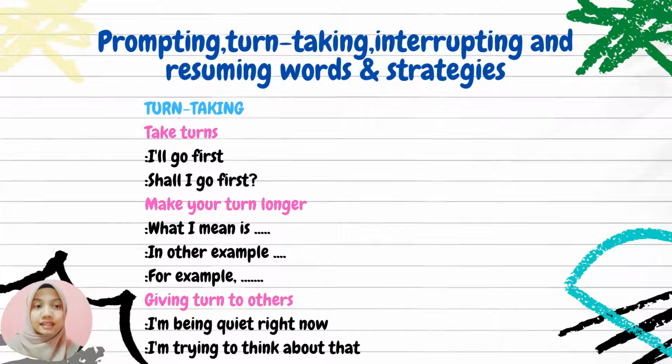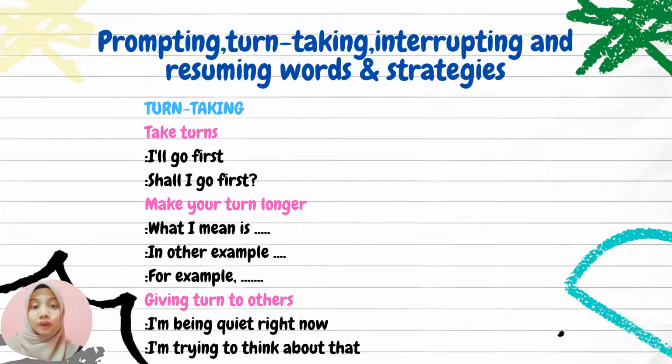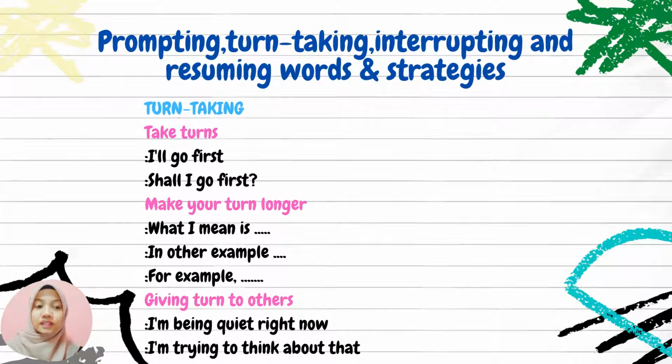And the last part is giving turns to others. You need to say, I'm being quiet right now, or I'm trying to think about that. By saying this, others will realize that you are giving them a chance to take their turns in the discussion.